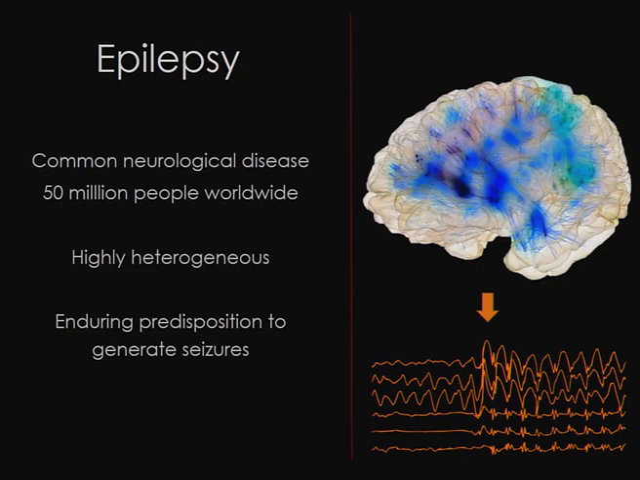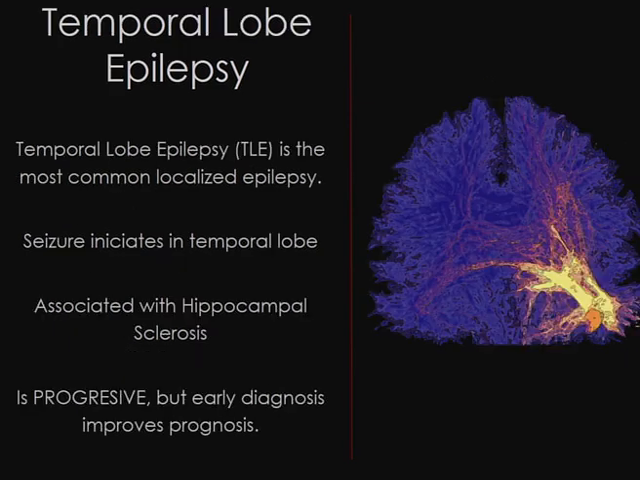So, let's get started. Epilepsy is a family of heterogeneous neurological disorders characterized by enduring predisposition to generate epileptic seizures. The most common drug-resistant epilepsy is temporal lobe epilepsy, or TLE, whose seizures initiate in the temporal lobe and occasionally has a characteristic lesion in the hippocampus called hippocampal sclerosis. Due to the hippocampal lesion, temporal lobe epilepsy has been traditionally associated with memory and language impairments.